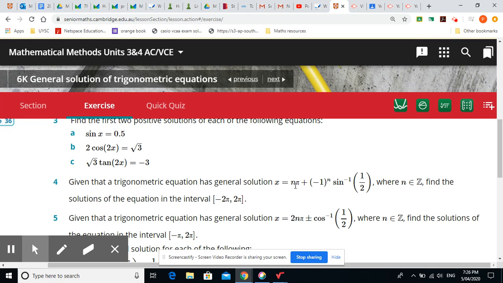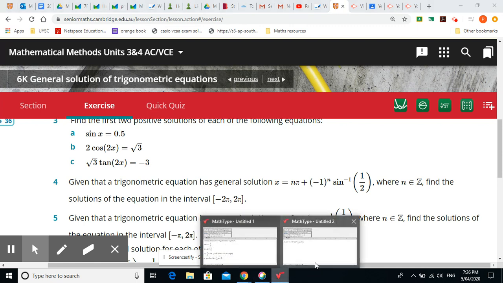Post a comment if you think you can explain how this gives you the same general solution as x equals 2n pi plus inverse sine of 1/2 and 2n plus 1 pi minus inverse sine of 1/2. Why does this also give you the same solutions? Now, let's look at this interval here from negative 2 pi to 2 pi.